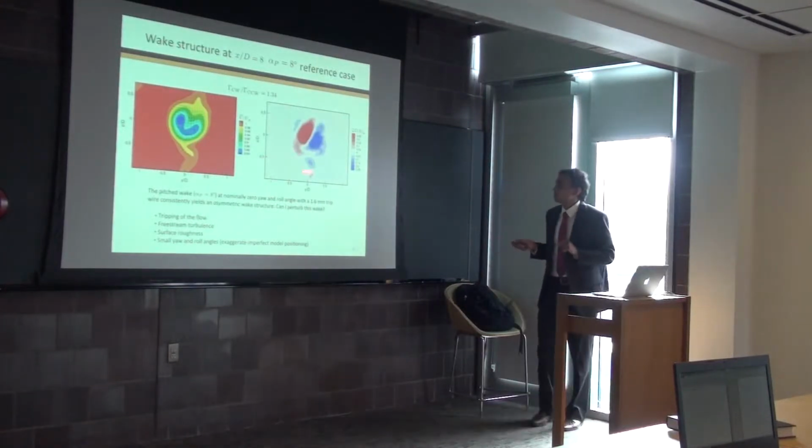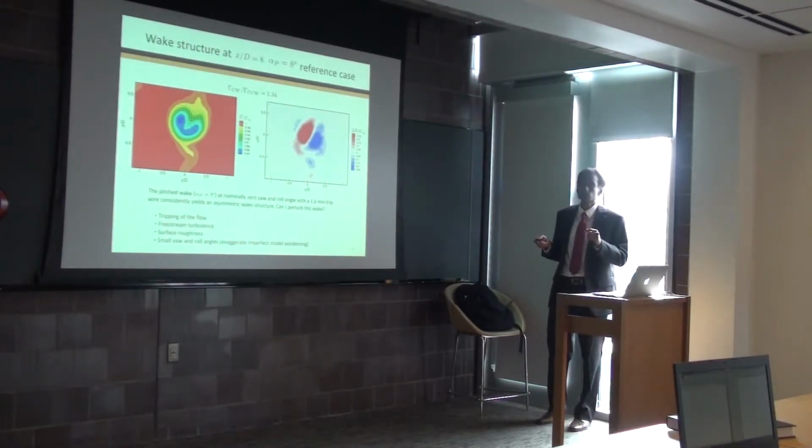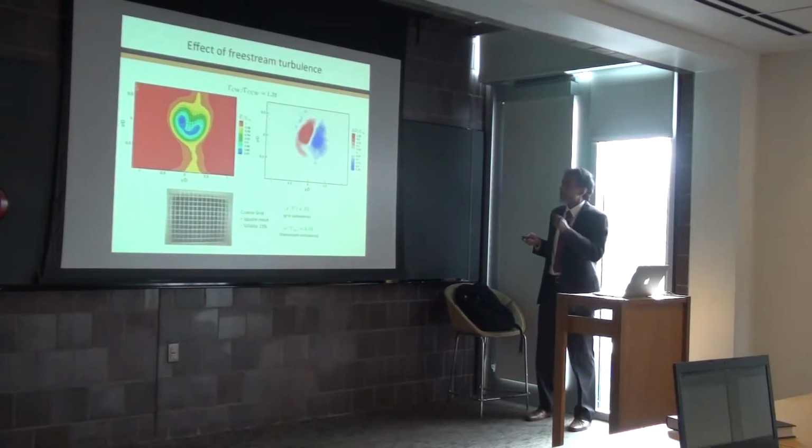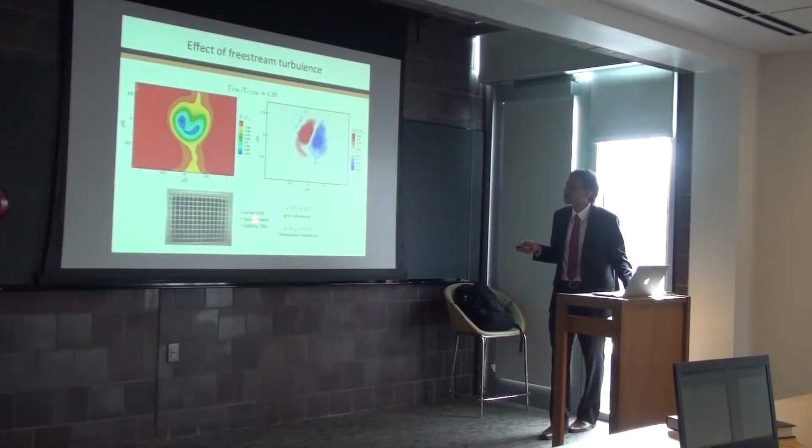If we then go back to the baseline case, now let's look at the effect of free stream turbulence. It's a little bit like going to the optician, you know? Is A better or B? So the effect of free stream turbulence, how is this created?